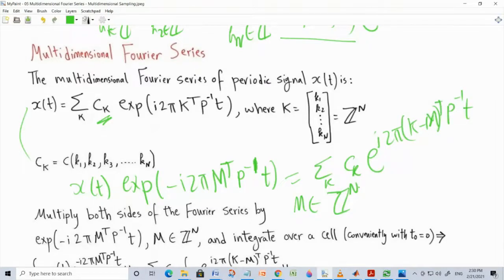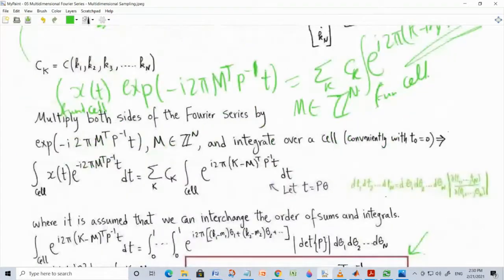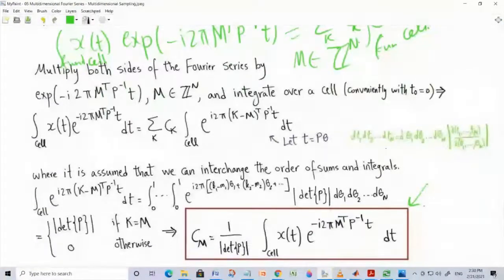And then what you do is that you integrate both sides, and you make the assumption that you can integrate term by term. You integrate over a fundamental cell. So what is this integral over a fundamental cell? We will take the fundamental cell to be centered, so let's take a cell with t0 equals 0.